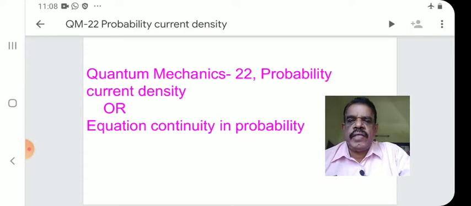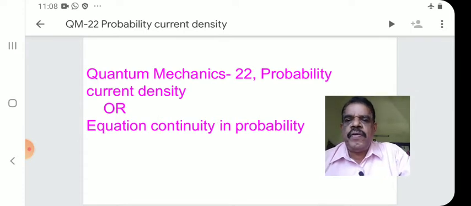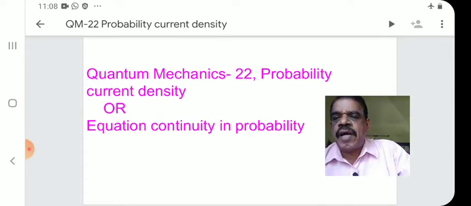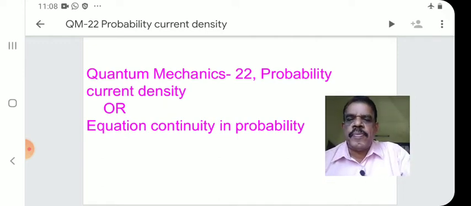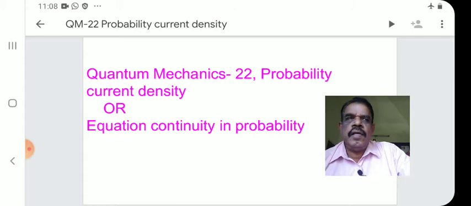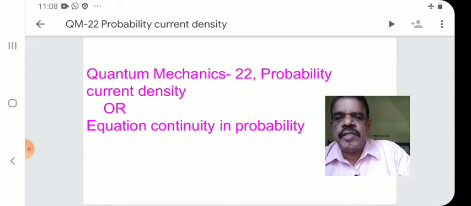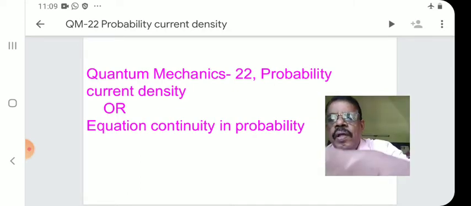Quantum mechanics 22nd lecture: probability current density, or the equation of continuity in quantum mechanics. Today we study an important topic that we call probability current density. You distinguish it from probability density. Probability density is not probability current density. The relation is entirely different. Today's topic is probability current density, and that comes in an equation called the equation of continuity in quantum mechanics. Let us see what it is.